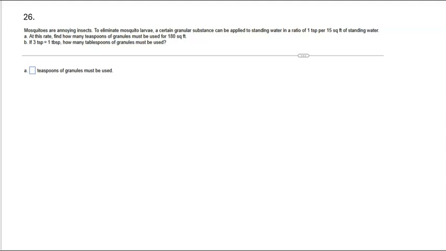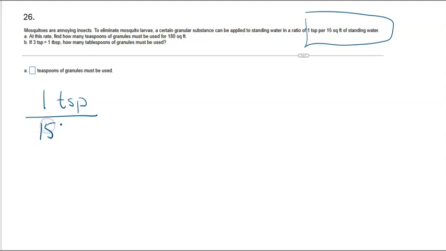All right, next problem. What do we got here? Mosquitoes. Yes, they are annoying insects. To eliminate mosquito larvae, a certain granular substance can be applied to standing water in a ratio of 1 teaspoon per 15 square feet. There we go with our ratio. And it even told us, it announced this time it was a ratio. So 1 teaspoon, per means divide, 15 square feet. So you can write that like that, or you can write feet with a little 2 up there as an exponent. But I'm going to write it how they wrote it.